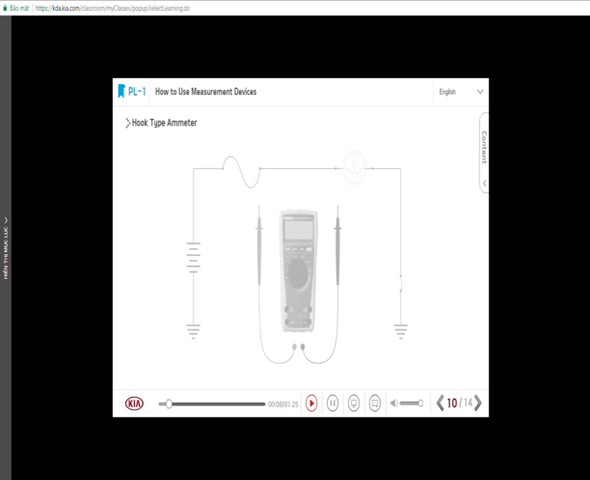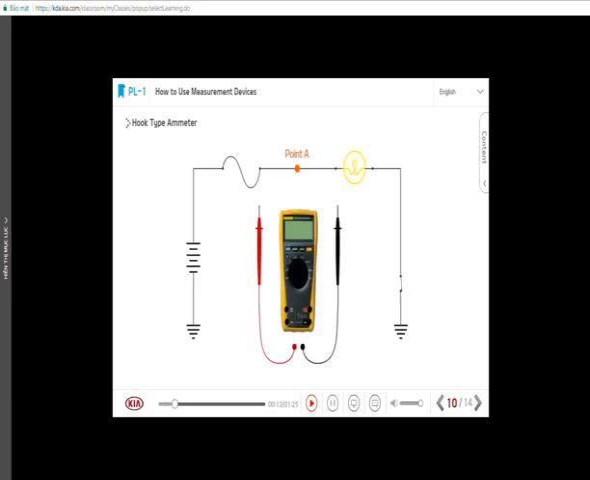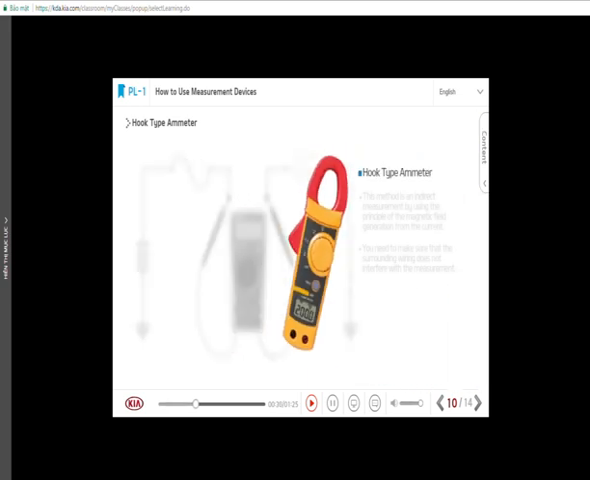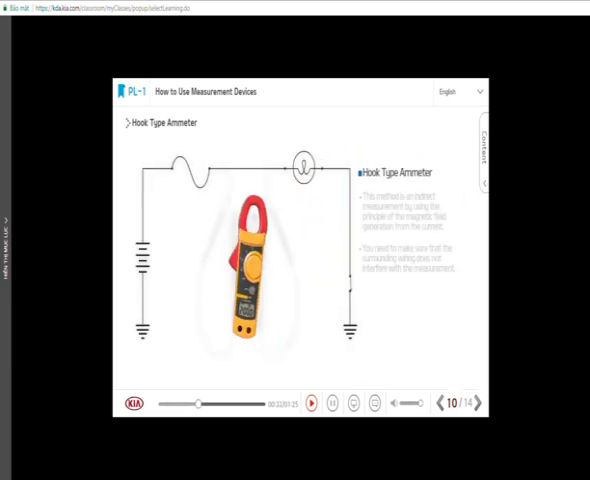Next, we are going to briefly learn about hook-type ammeter. Current measurement should be carried out in series with the circuit. That's why a circuit disconnection is necessary. However, it is rather burdensome. So you may use the hook-type ammeter.